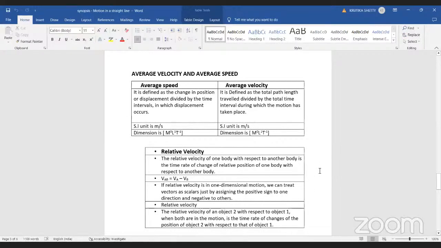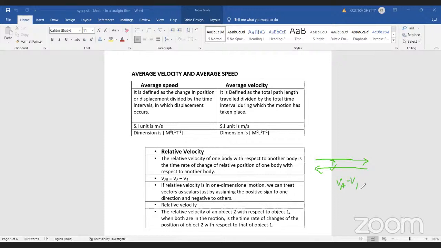For example, consider in a railway track, two trains are moving parallel to each other. That is, one train is moving along this direction, the other train is moving along this direction. So this kind of velocity is called what? Relative velocity. That is, the relative velocity of one body with respect to another body is the time rate of change of relative position. Here, with respect to time the relative position of both the trains is changing with respect to one another. It is called relative velocity. So how can we find out relative velocity?